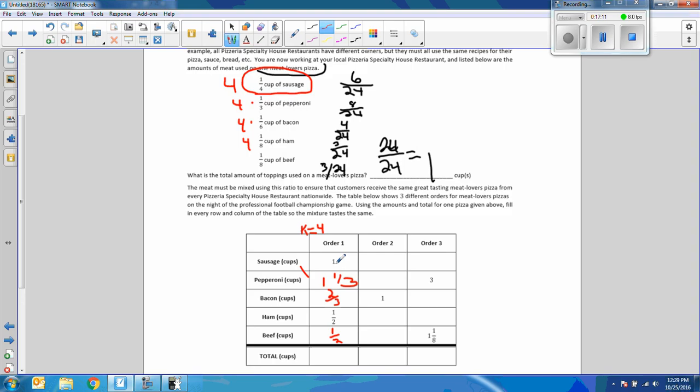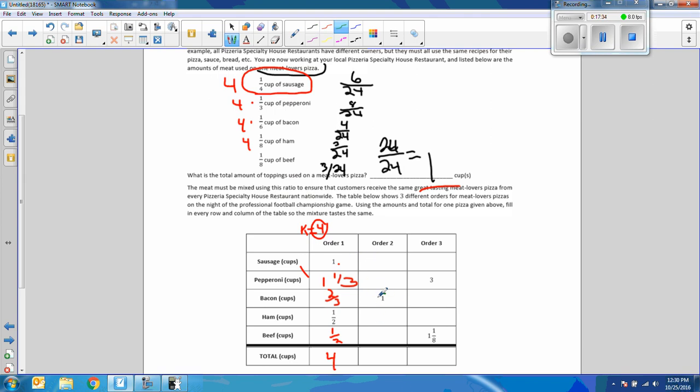So total cups would be, well, it better add up to this, because if we order 4 pizzas and 1 pizza has 1 cup, 1 plus 1 1/3 is 2 1/3, plus 2/3 is 3, 3 1/2, and another 1/2 is definitely 4. Okay. So now let's do the same for the other 2 pizza orders.